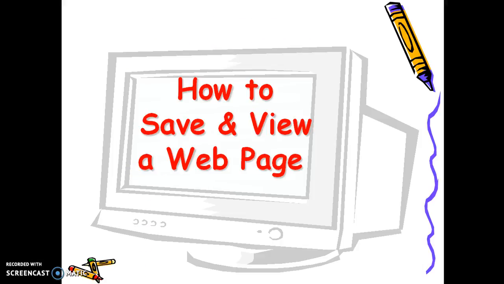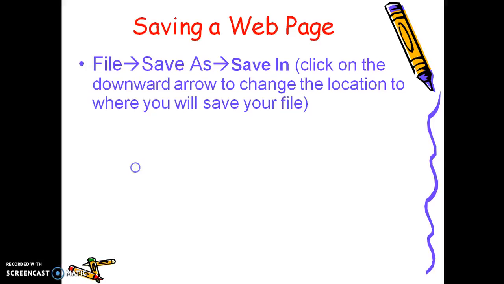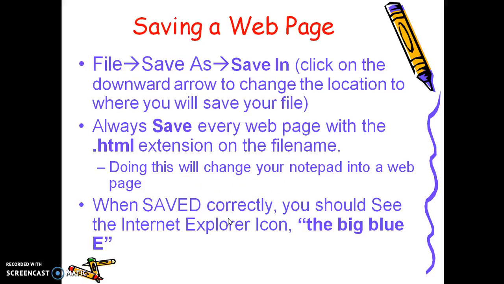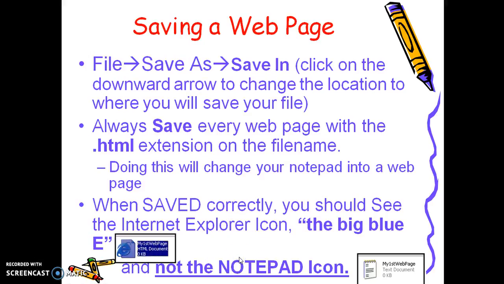Now how to save and view the web pages. To save a web page, first go to File, then Save As, then Save in. Click on the downward arrow to change the location to where you will save your file. Always save every page with the .html extension on the file name. Doing this will change your Notepad file into a web page. When saved correctly, you should see the Internet Explorer icon, the big blue E, and not the Notepad icon.